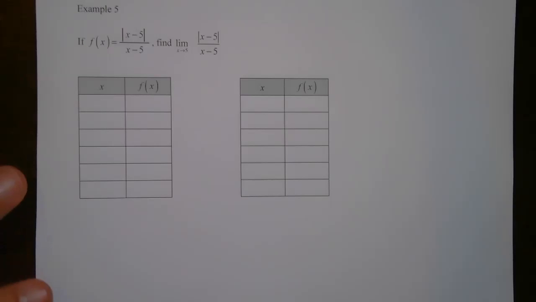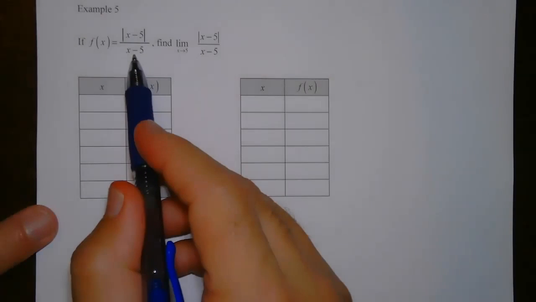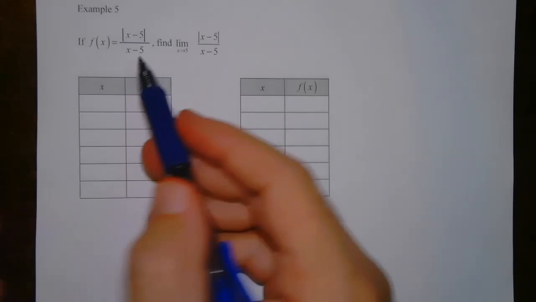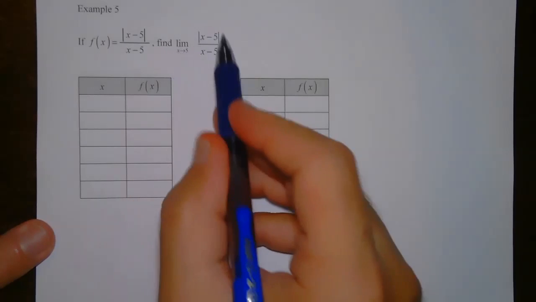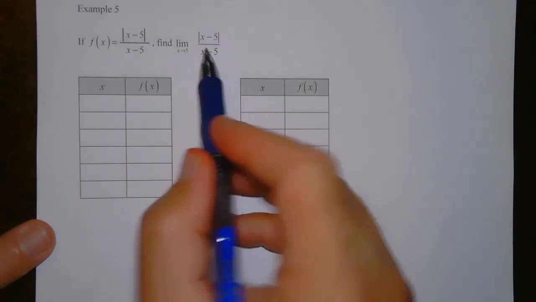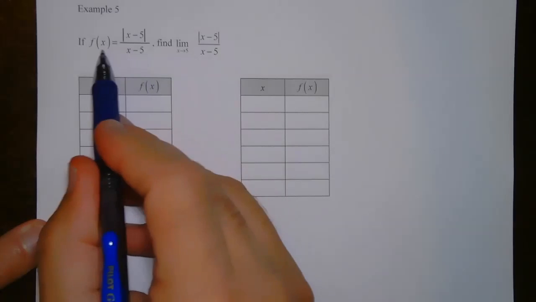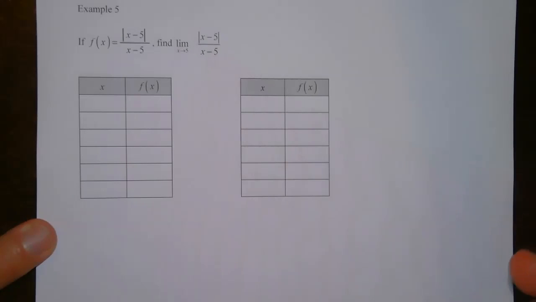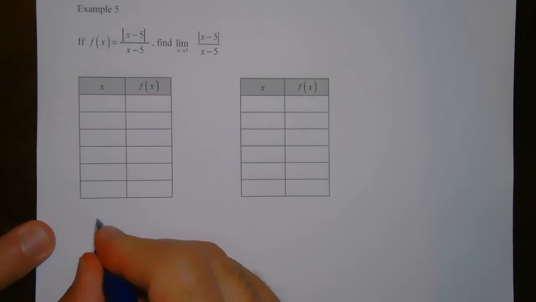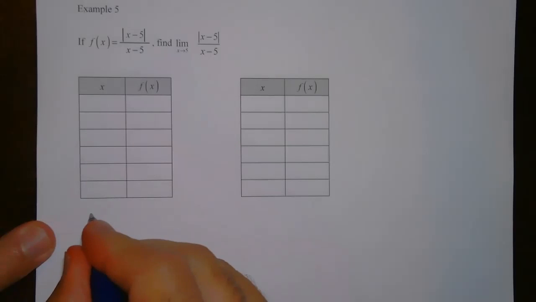Okay, so here's a problem where we have a function. It's the absolute value of x minus 5 over x minus 5. And we want to find the limit as x approaches 5. I wrote the actual function here; you could write f of x, because f of x and this are the same thing. Right here, we want to approach 5 from the left, because we have to look at the one-sided limits to determine this.